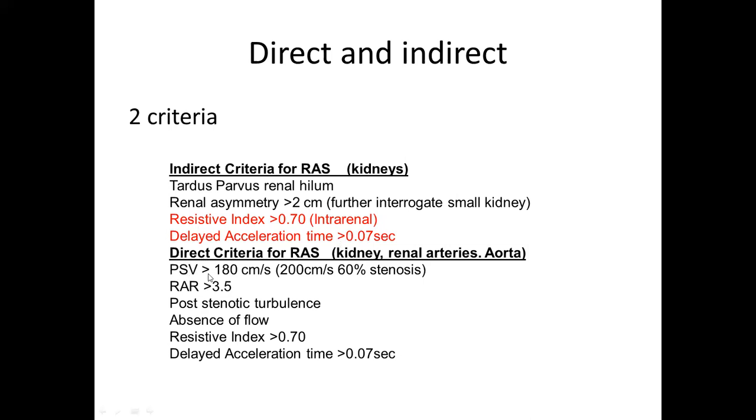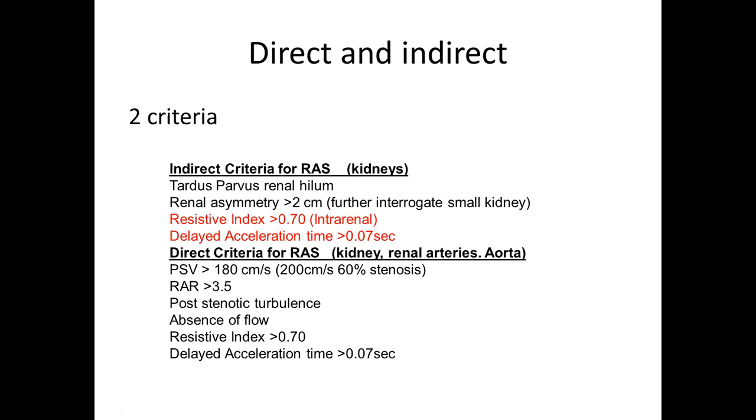So the peak systolic velocities should not be more than 180 centimeters per second. So if you have less than that, it means it's normal. If it's more than 180, it means there is renal artery stenosis. And if the peak systolic velocity is more than 200 centimeters per second in the renal artery, in the segmental artery, or in the interlobar arteries, it is a sign that there is more than 60% stenosis.